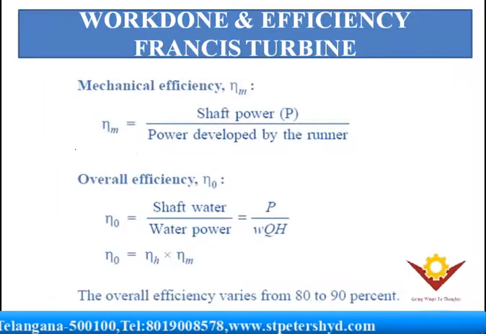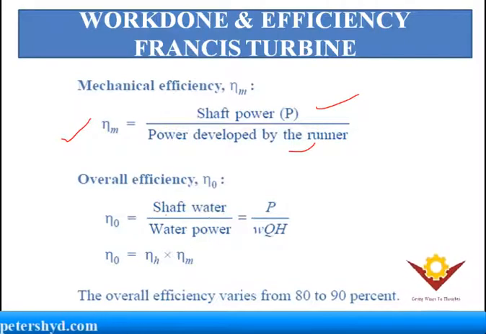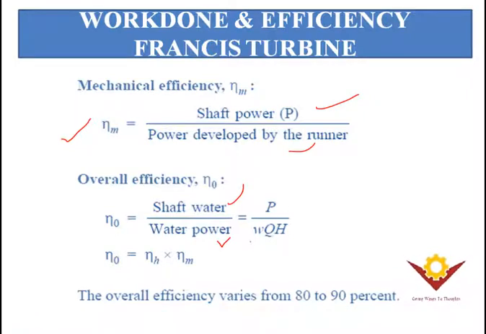Now we already know the mechanical efficiency formula, which is shaft power divided by the power developed by the runner, and the overall efficiency is shaft power divided by water power. So this is the water power, or water head. The overall efficiency will be hydraulic efficiency times mechanical efficiency, and the overall efficiency varies from 80 to 90% for Francis turbines.